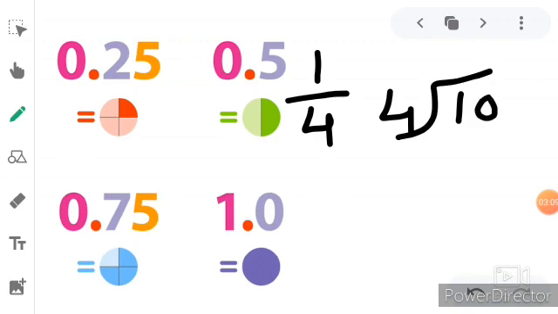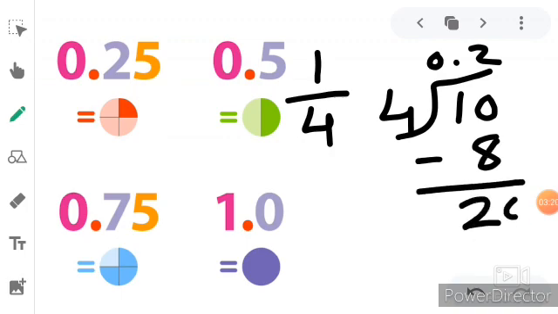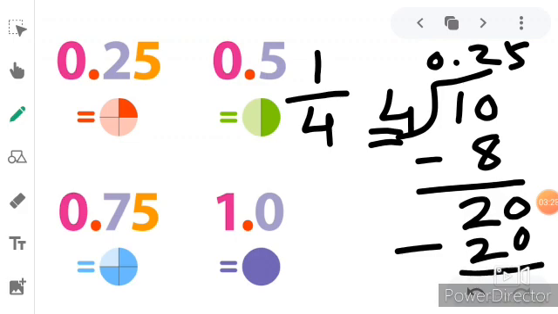Put 0 over here, then the decimal point. Read the table of 4. 4 twos are 8. Now remainder 2. Now again put the 0 here. Read the table of 4 up to 20. 4 fives are 20. Now remainder 0. So students, our answer is 0.25. So 0.25 is a quarter, meaning 1 upon 4. We write 1 upon 4 in decimal form as 0.25. I hope students you have understood better.